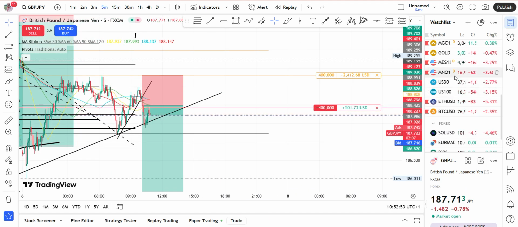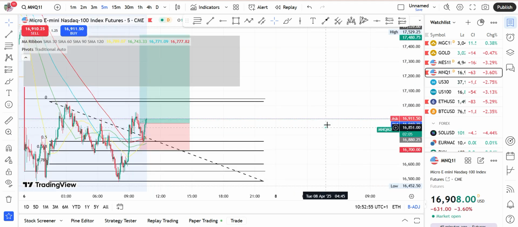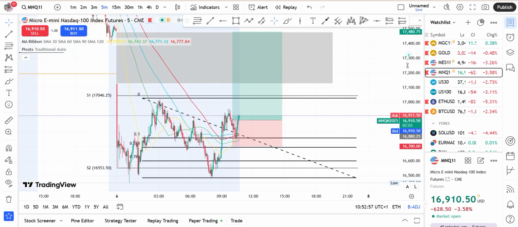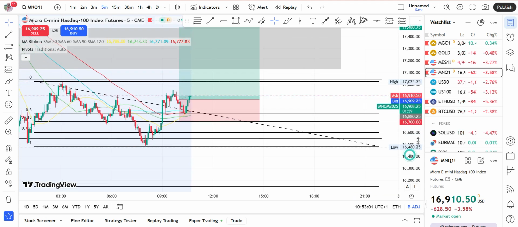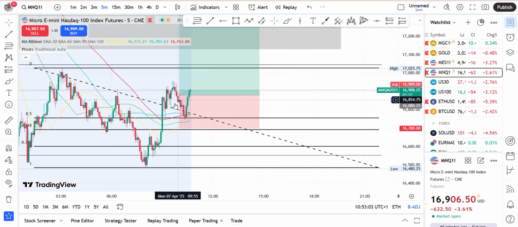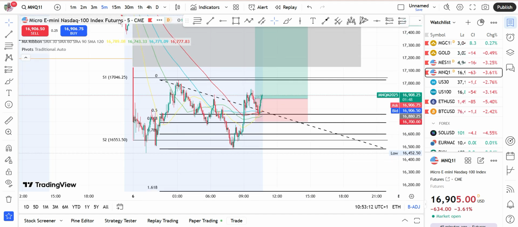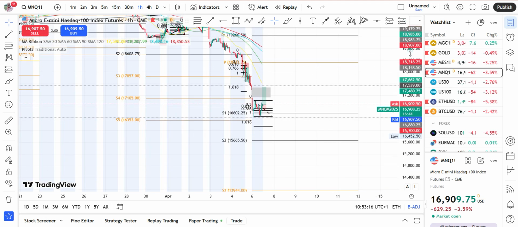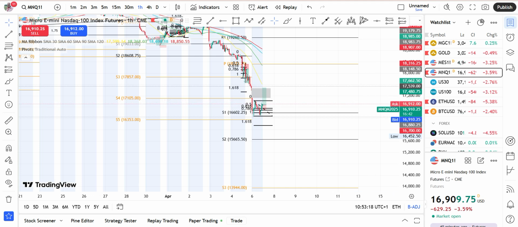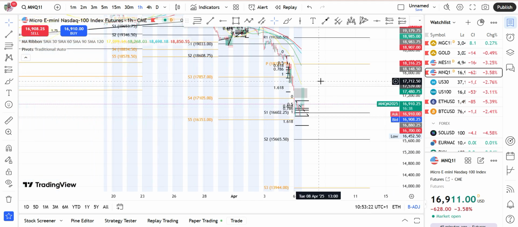You see another example over here. This is a buy on the NQ, which is the Nasdaq. Okay, so that's it.